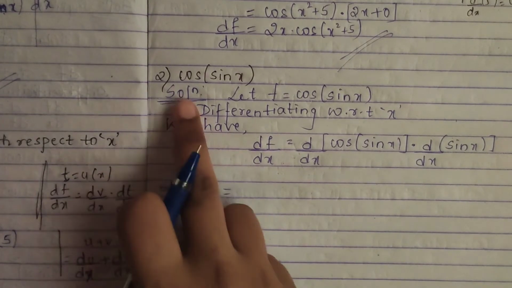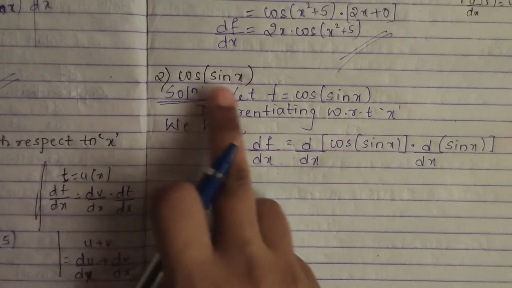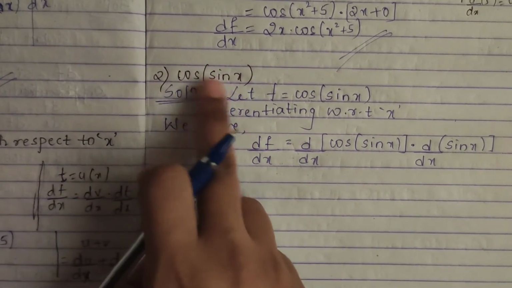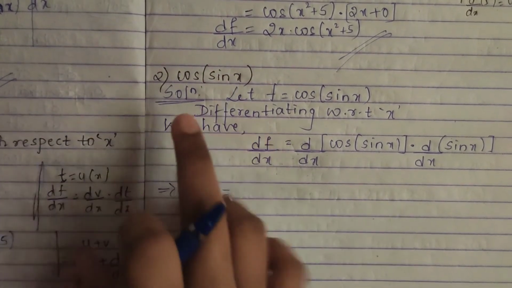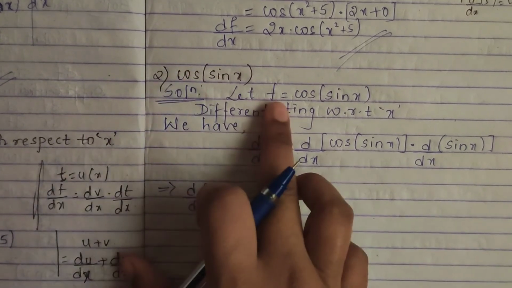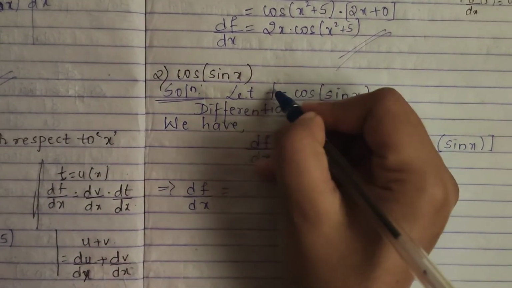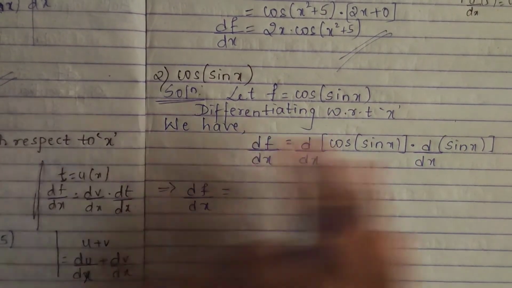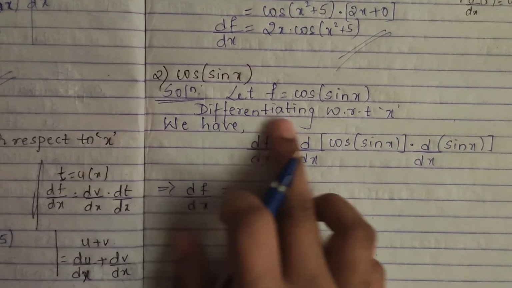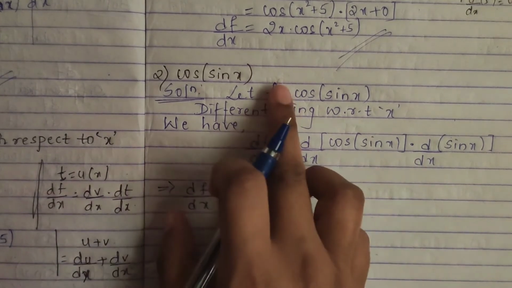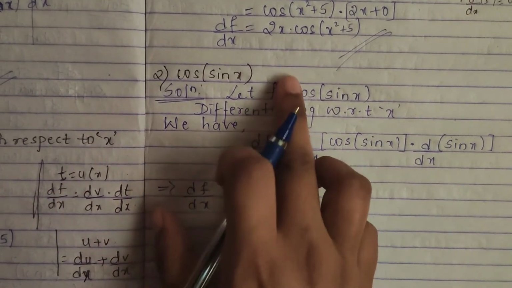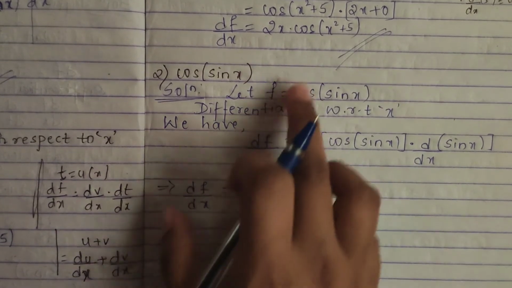So our next question is cos of sin x. One cos and again sin, so you have to differentiate two times. By differentiating, solution: let f is equal to cos of sin x. You can take it as f, z, or y, you can denote anything. What we are doing, differentiating with respect to x, this becomes df by dx, then first d by dx of the whole.